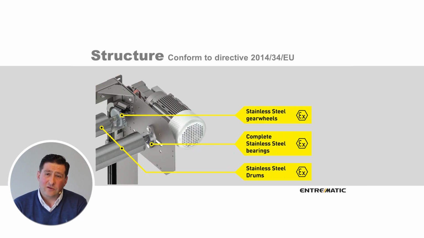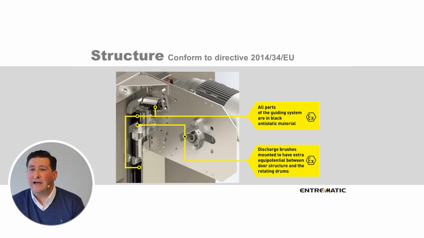The gear wheels, completely stainless steel. The bearings are stainless steel. The complete drums are stainless steel. So, as mentioned, the complete structure is all in stainless steel. The guiding parts, all the guiding parts are in black anti-static material. You have also installed discharge brushes, left side, right side on the two drums, so 4 discharge brushes. This is so that in case some static energy builds up, it is guided away through the brushes and to the earthing kit.